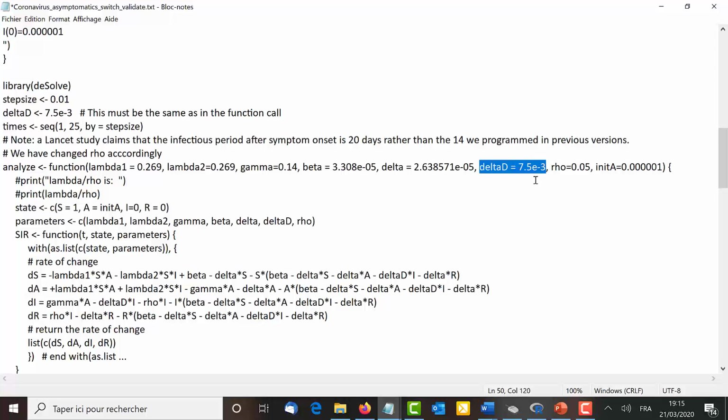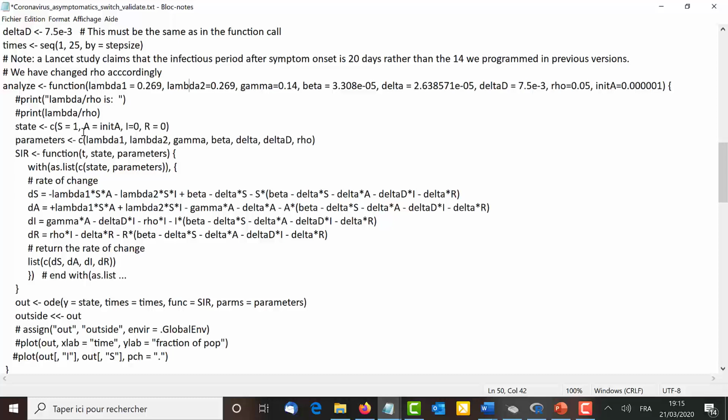How do I pick my death rate due to disease, and how do I pick these contact rates between the asymptomatics, lambda 1, and the symptomatics, lambda 2, and the susceptible populations? I wanted to validate this by looking at the actual data for the country of France, the number of cases and the number of deaths. So I ran this validation program here.